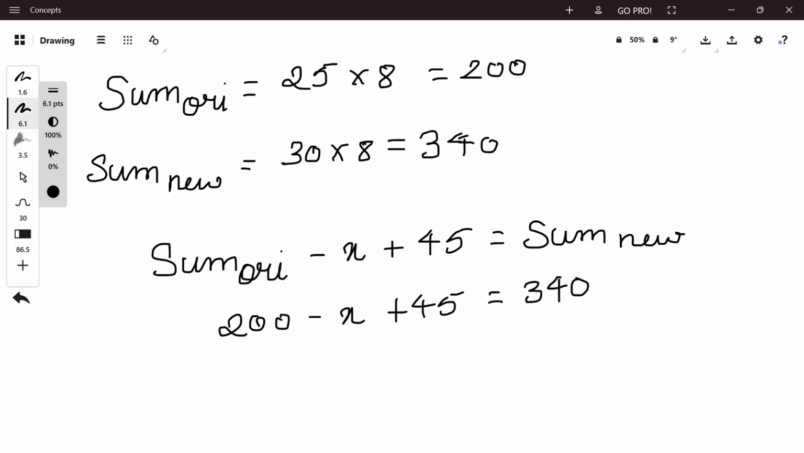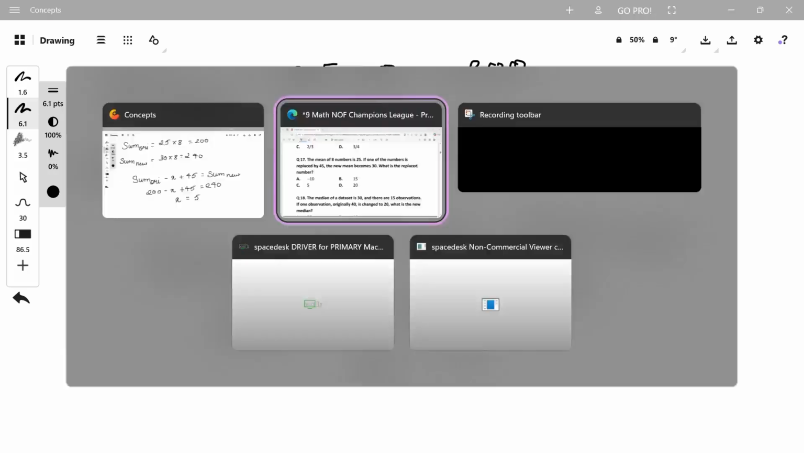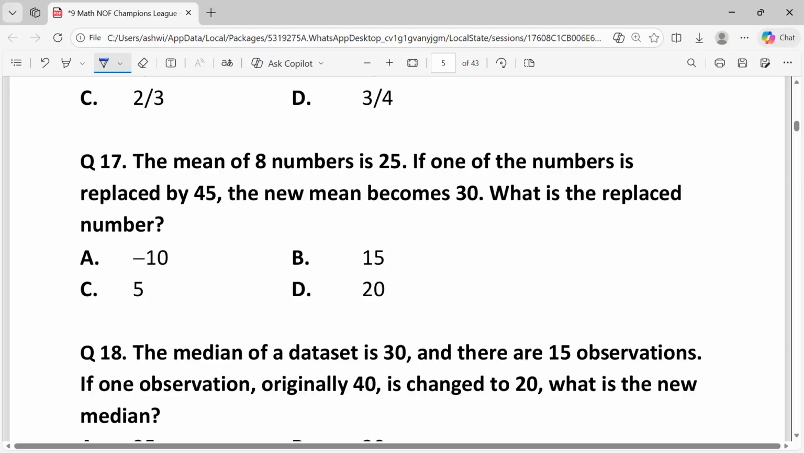240. Sorry, 3 8s are 24, so 240. Solving, x is equal to 5. Comparing with the given options, the answer is C, 5.